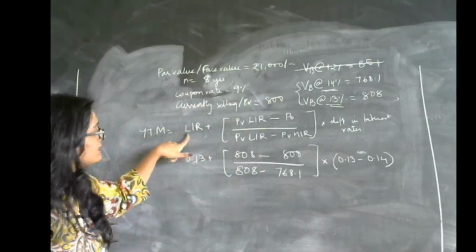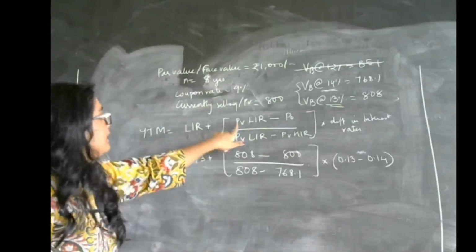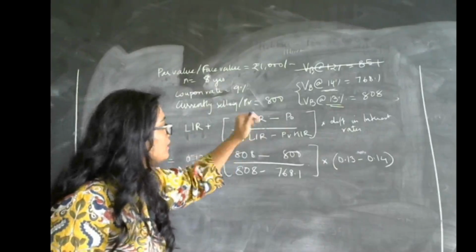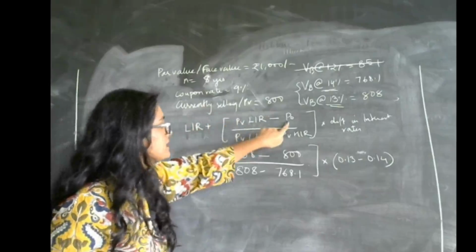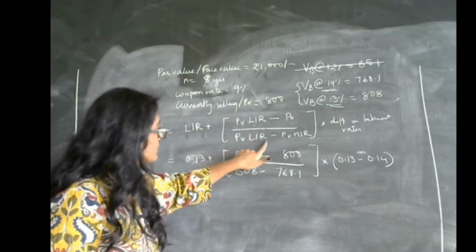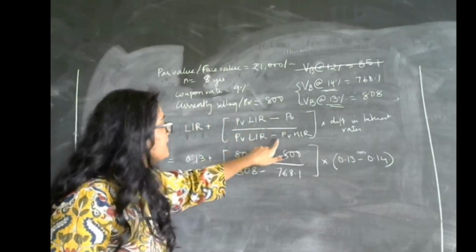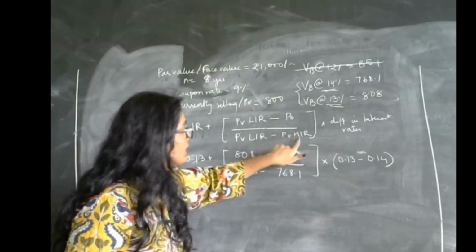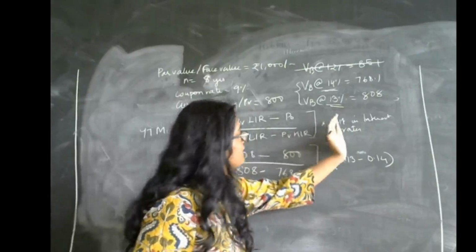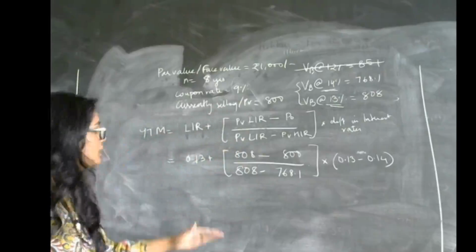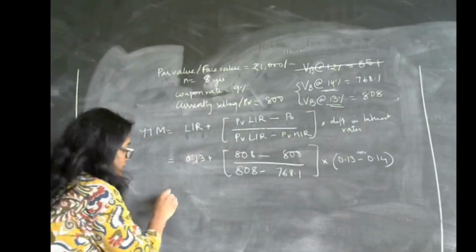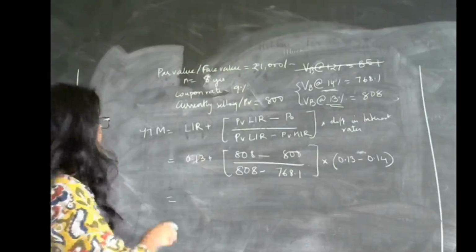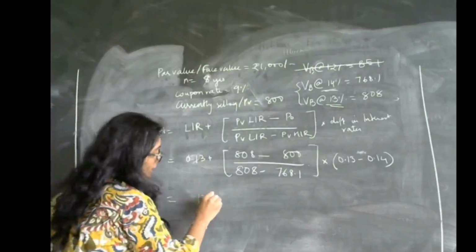I told you LIR stands for lower interest rate. PVLIR stands for present value at lower interest rate. PO stands for the current selling price. Present value at lower interest rate, that is PVLIR, minus the present value at higher interest rate, that is PVHIR, multiplied by the difference in interest rates. Okay, so now let us solve this, and once you have solved it, you will get the interest rate or the YTM as around 13.2%.